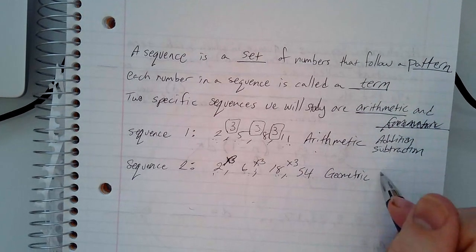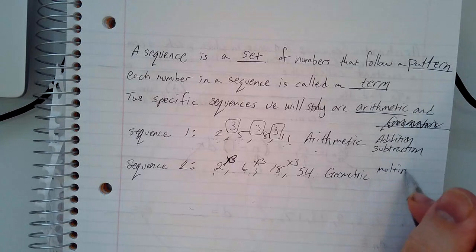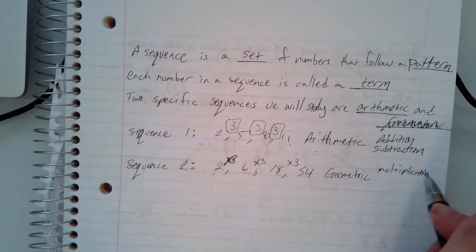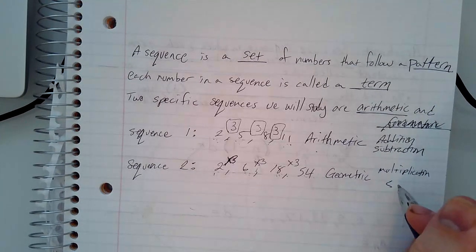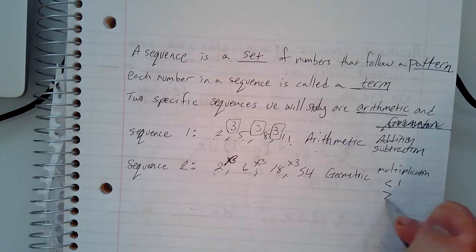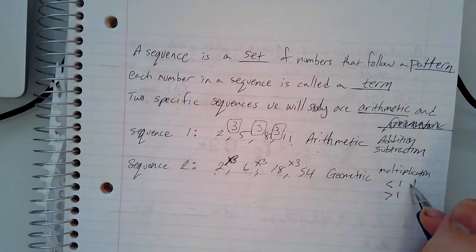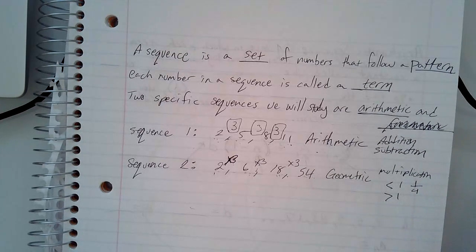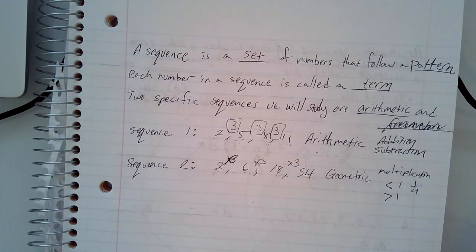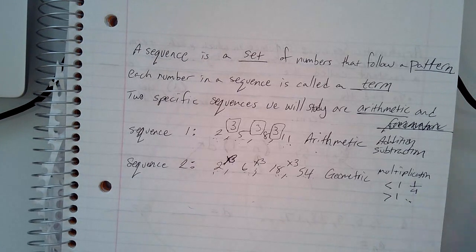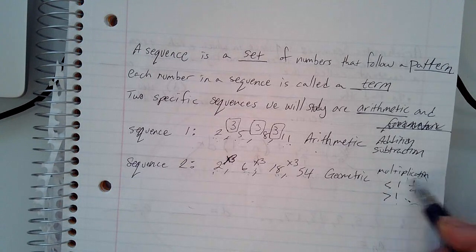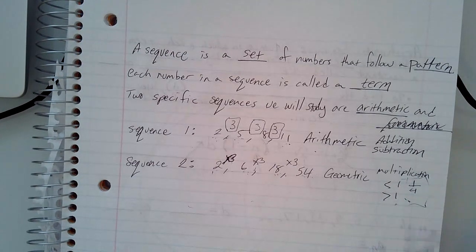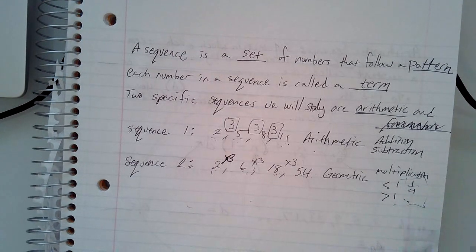Okay, geometric is multiplication, and it is with numbers greater than 1 and less than 1. So fractions or whole numbers greater than 1. 1, 2, 3, 4, on and on and on. We can also do improper fractions, 5/3, things like that are greater than 1. So fractions, proper or improper, and then whole numbers as well.